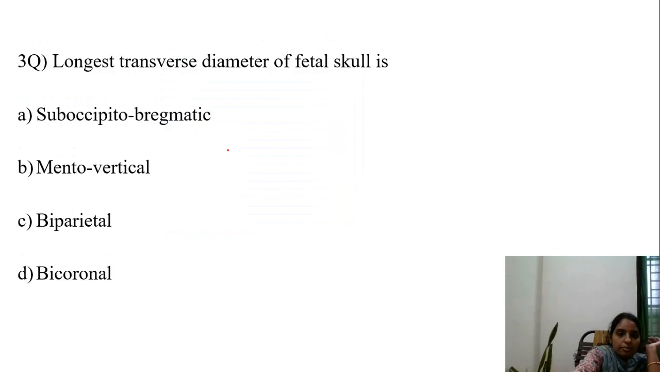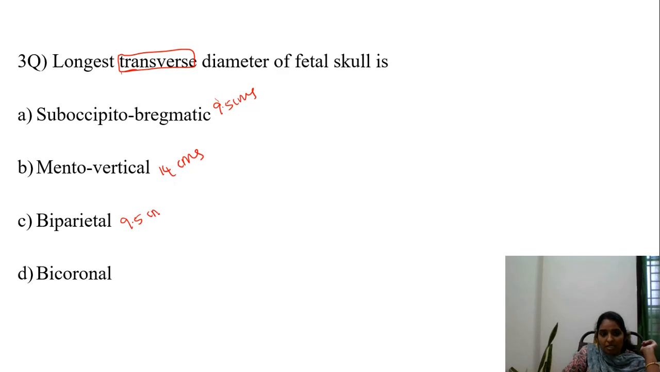Next, the longest transverse diameter of the fetal skull. Why is this question repeated so many times? Because they ask the longest diameter, but the key is that the question is about the transverse diameter, not the AP diameter. Suboccipitobregmatic is about 9.5 centimeters, mentovertical 14 centimeters, biparietal 9.5 centimeters. Bicoronal is not there; it is bimastoid, bitemporal, or supra or subparietal. So the answer lies in the transverse: biparietal, 9.5 centimeters.